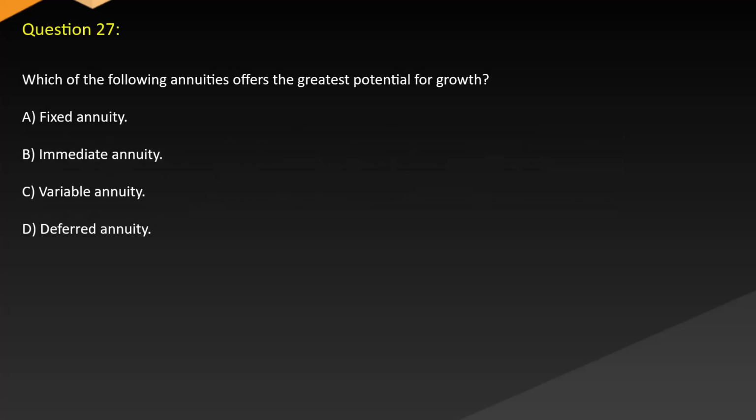Question 27. Which of the following annuities offers the greatest potential for growth? A. Fixed annuity. B. Immediate annuity. C. Variable annuity. D. Deferred annuity.